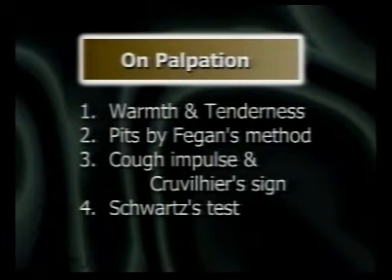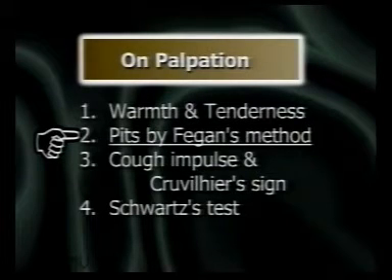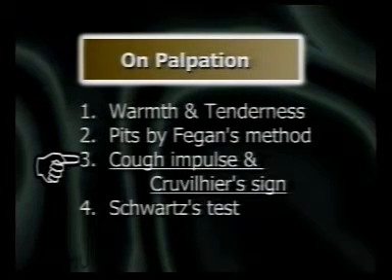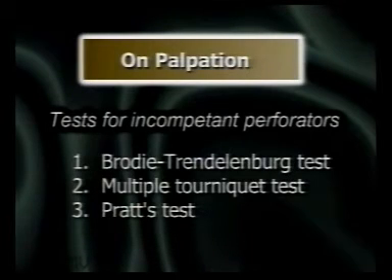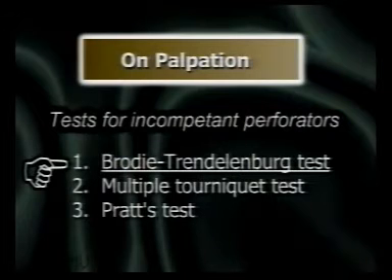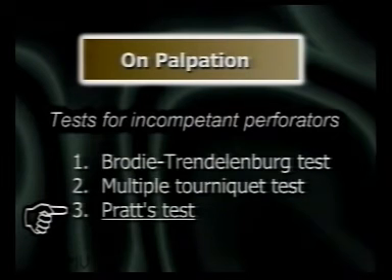So to revise, on palpation, we first palpated the length of the vein for warmth and tenderness. Then we emptied the vein and palpated the deep fascia under it by Fagan's method for palpable pits. Then we tested for cuff impulse and Cruvelier's sign at the saphenous opening and performed the tap test or Schwarz test. Then we performed the special tests for incompetent perforators, that is Brody-Trendelenburg test, multiple tourniquet test and the Pratt's test.